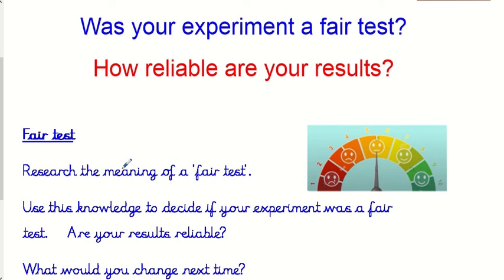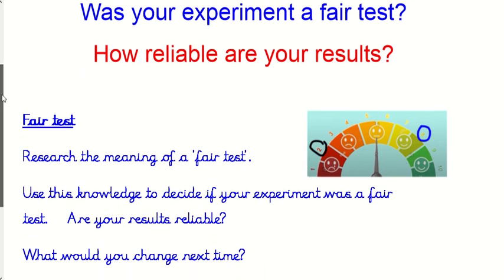Now, you may do your research and you may decide that your results were a 2 out of 10, meaning they were not very reliable. Or you may decide that your results were an 8 out of 10, meaning they were pretty reliable. But children, there is always room for improvement. So what would you change next time to ensure that your experiment is a fair test?